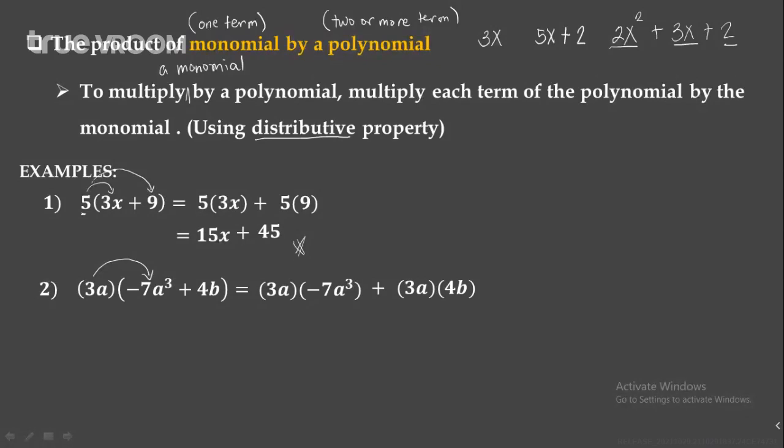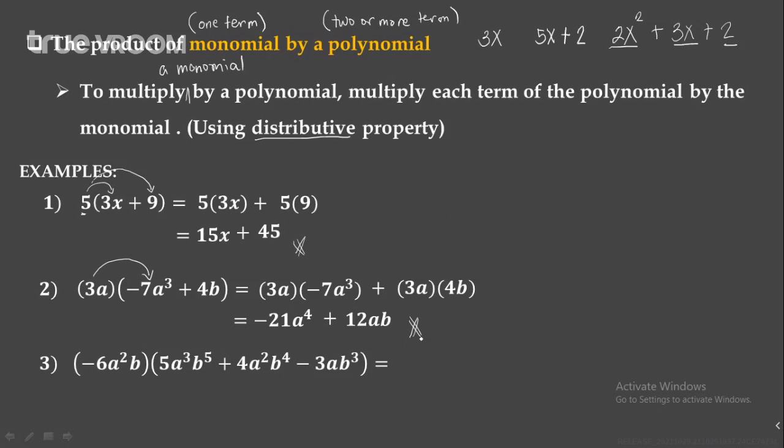Negative 21a raised to 4. Very good. What will be our symbol? Plus. 3a times 4b is plus 12ab. Very good. So this is your final answer. Do you understand number 2? Yes. All right.